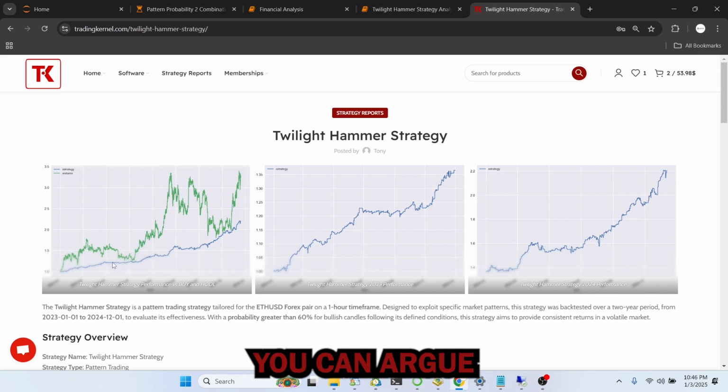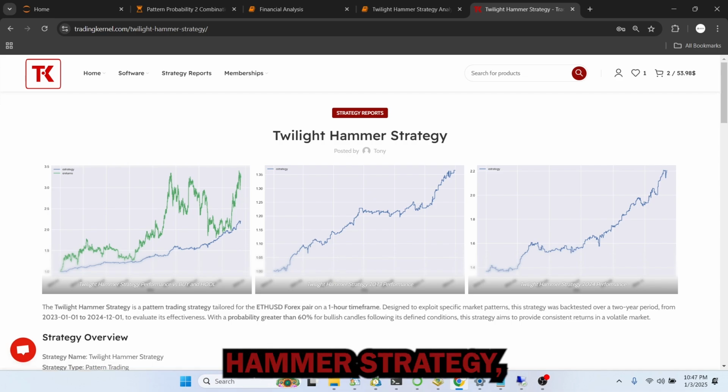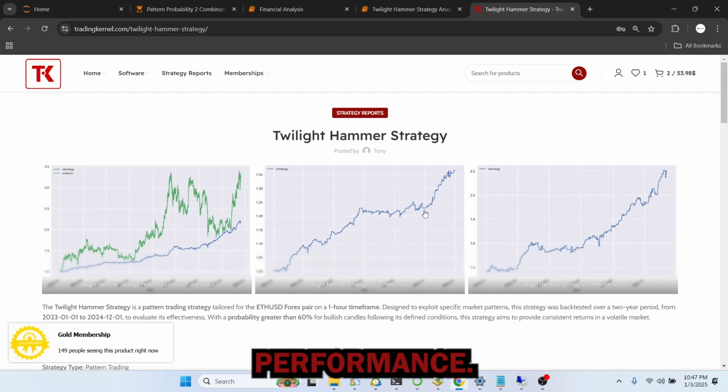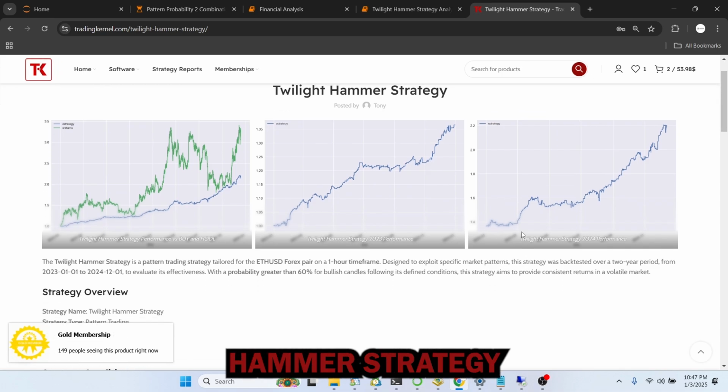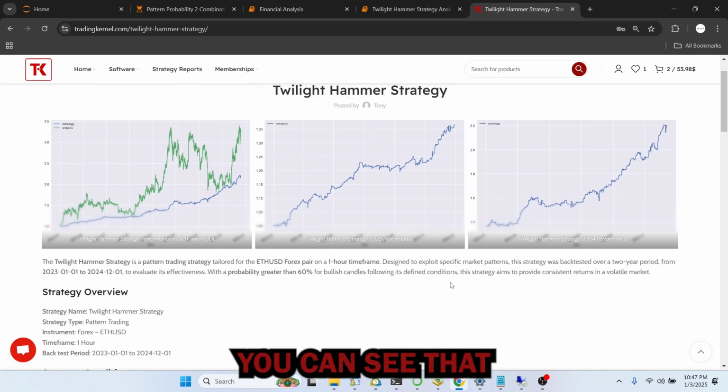Now in this case, you can argue that this Twilight Hammer strategy wasn't leveraged. So obviously, if we had increased leverage, or leveraged this position, we could have outperformed this. But I'm just saying based on what we're seeing on the chart right now. So this is the Twilight Hammer strategy's 2023 performance, and this is the Twilight Hammer strategy's 2024 performance. And obviously you can see that this was tested between 2023 and 2024.